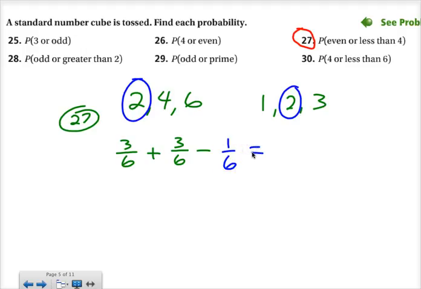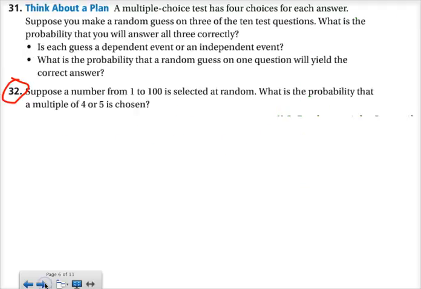And now you can see, I'm also really glad that I didn't do anything with the denominators here. I didn't reduce my fractions, because when we're going to add or subtract, we want to wait and see what happens. So 3/6 plus 3/6 is 6/6. And 6/6 minus 1/6 is going to give us 5/6 for our answer. So that was number 27.